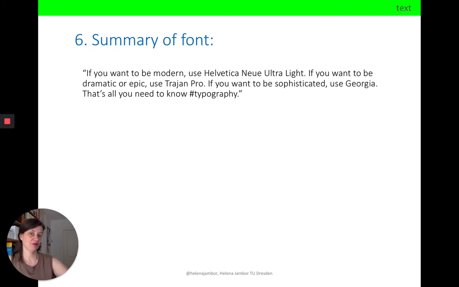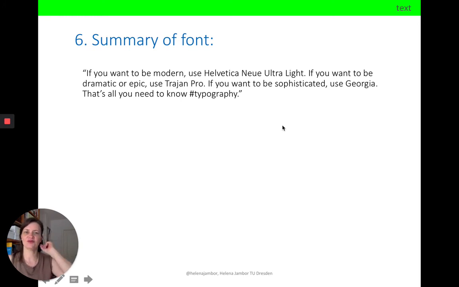For scientific purposes, we can summarize fonts very briefly. If you want to be modern, use Helvetica Neue Ultralight. If you want to be dramatic or epic, use Trajan Pro. And if you want to be sophisticated, use Georgia. And that's all you need to know about typography. And that pretty much is correct.